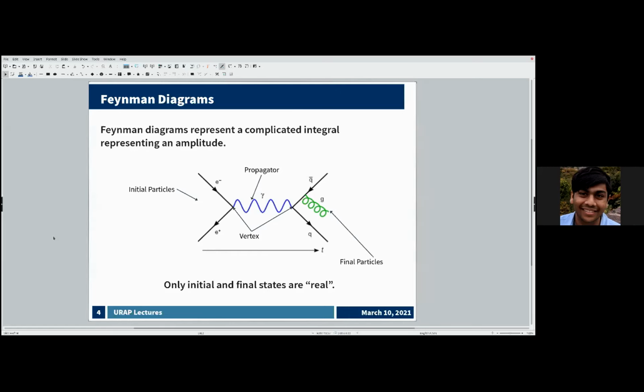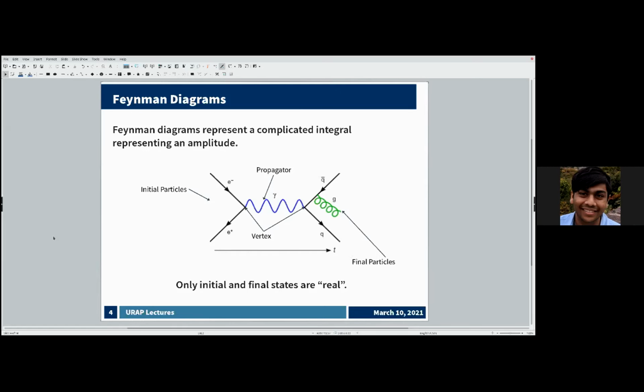Wait, quick question. Yes. So the positron on the left, why is it going away from the collision rather than towards it? I'll get to that soon, but it's just a formalism to tell particles and antiparticles apart. I see. Okay.